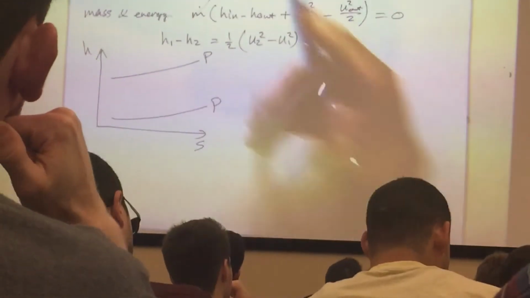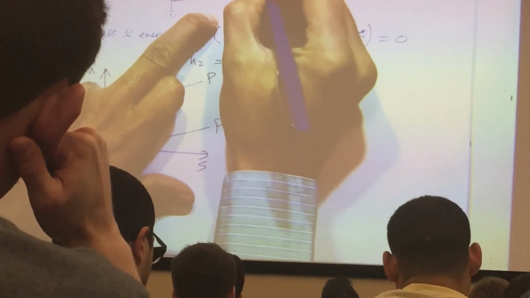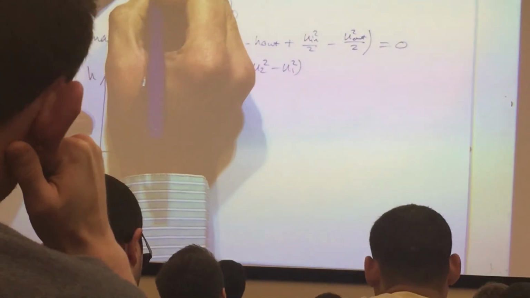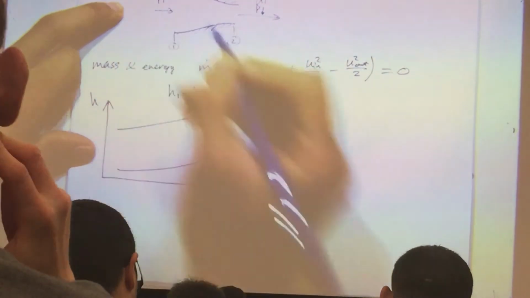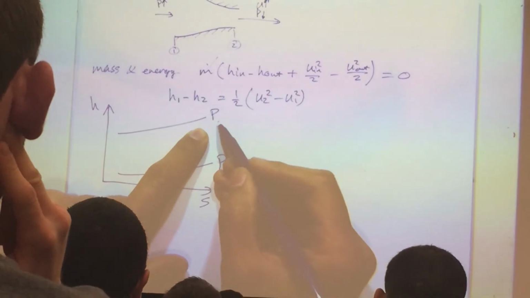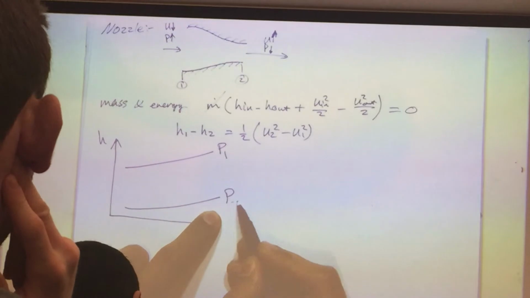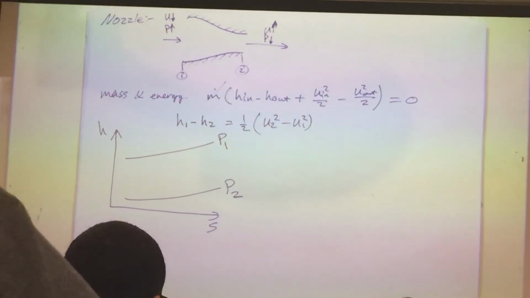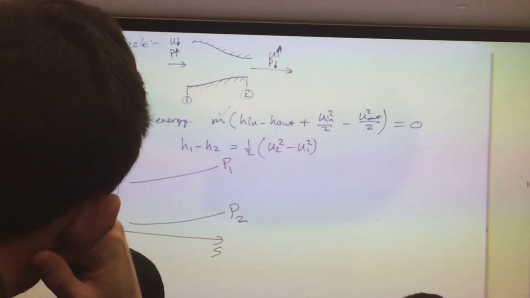Velocity goes up or down. So velocity here is high, pressure is low. Here, velocity is low, pressure is high. So is this P2 or P1? This is P1, and this is P2. Makes sense? The pressure is higher as it comes in, and it decreases as it goes through the nozzle.